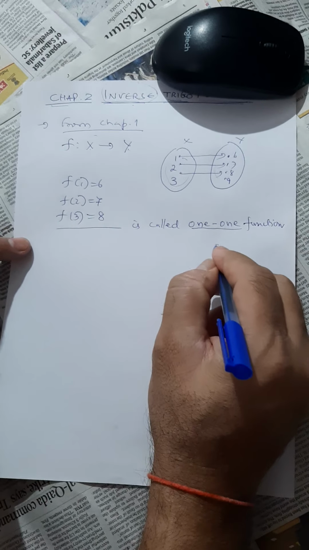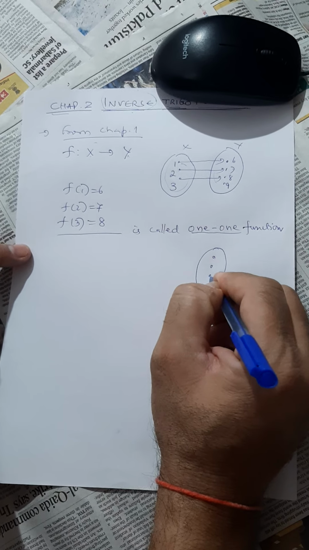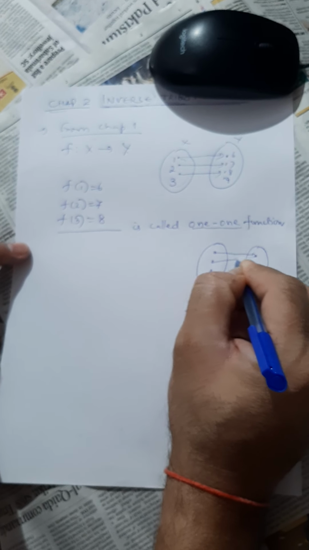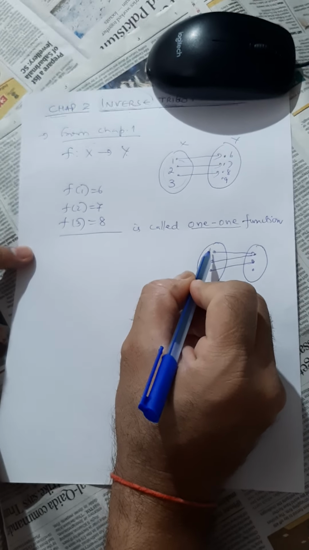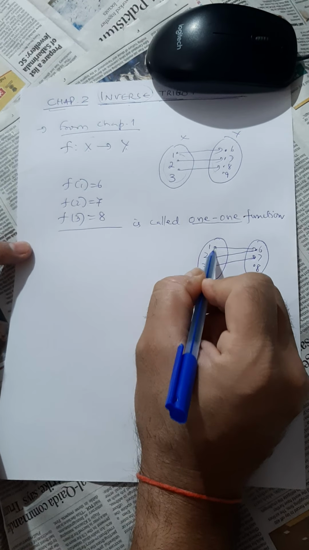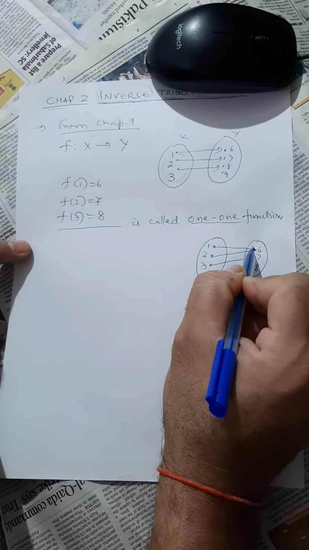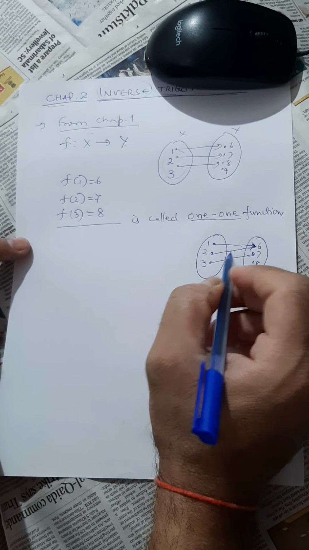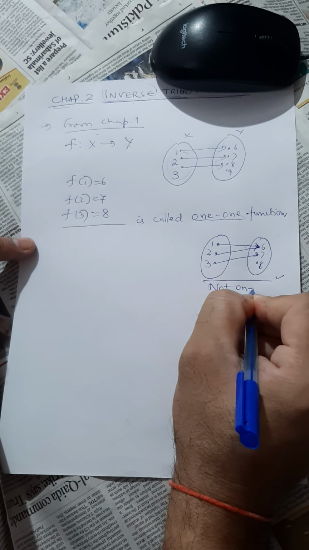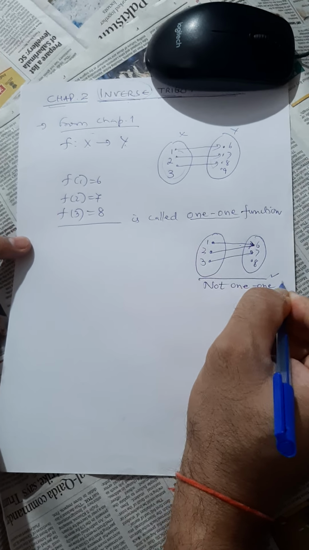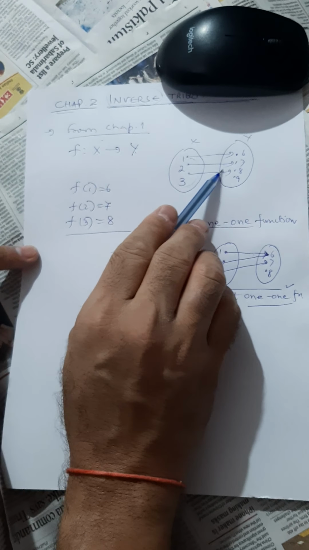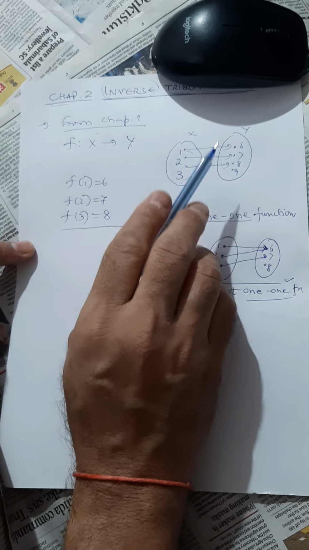If I take this function here, like this 2, 3, here I will take some members like this. This is not one-one function, because if I take 1, 2, 3 here, 6, 7, 8 here, then 1 and 2 both are having same images. So this is called many-one function, or not one-one function. So one-one function means different members should have different images.